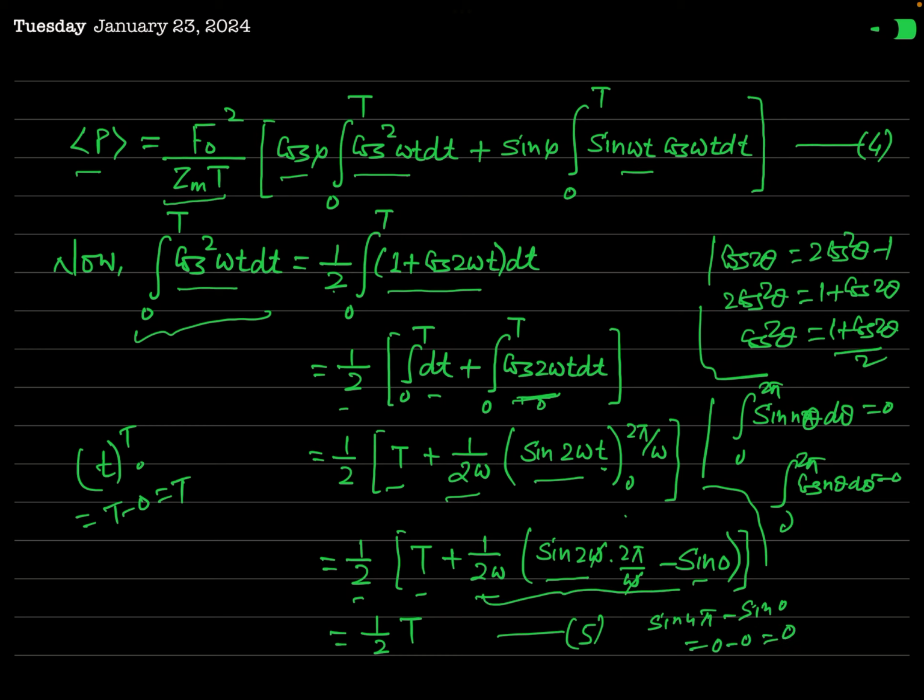So this second term will be 0, and as I have told you earlier, whenever you integrate the sine function or the cosine function for a complete cycle, the integral is always 0. Okay, so without doing this calculation, you can directly write that this second integral is 0. Okay, and since it is 0, the integral of cos square omega t dt from 0 to capital T will be simply 1 over 2 into T.